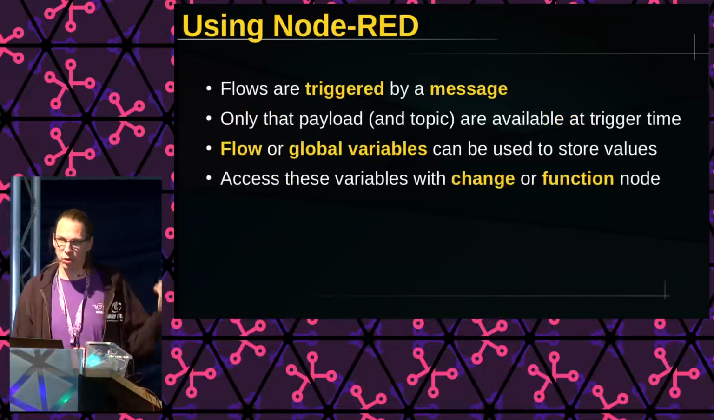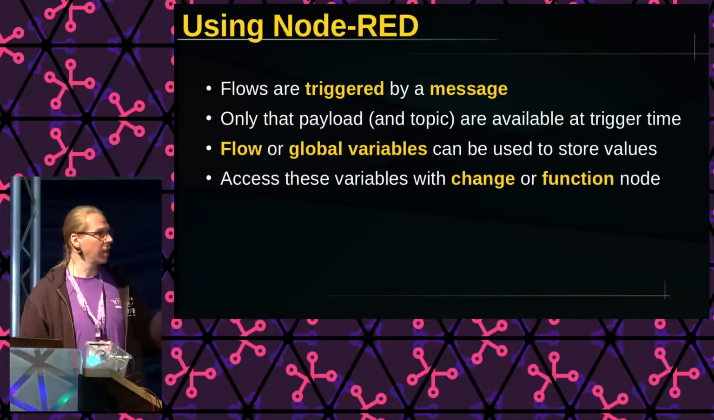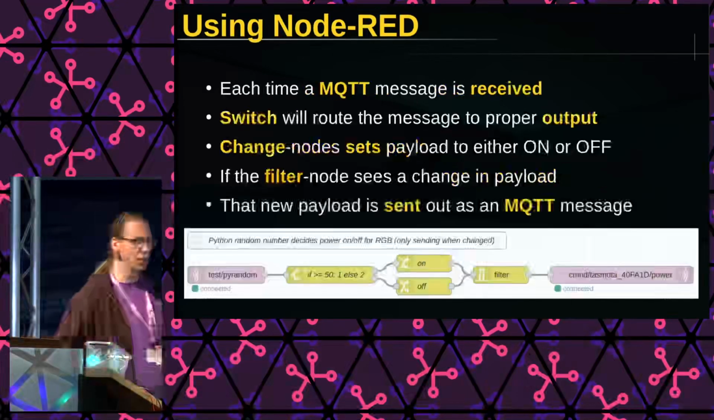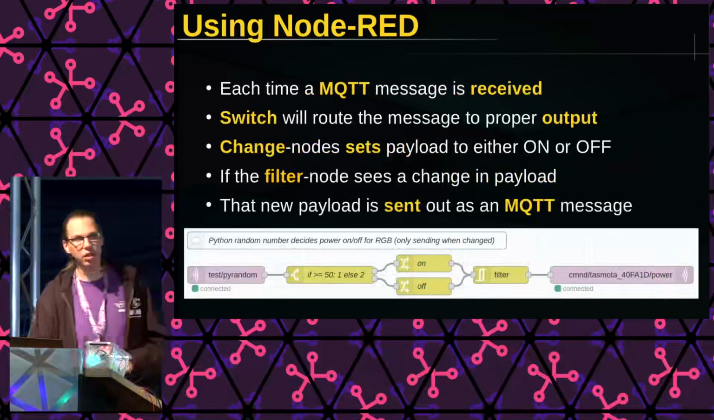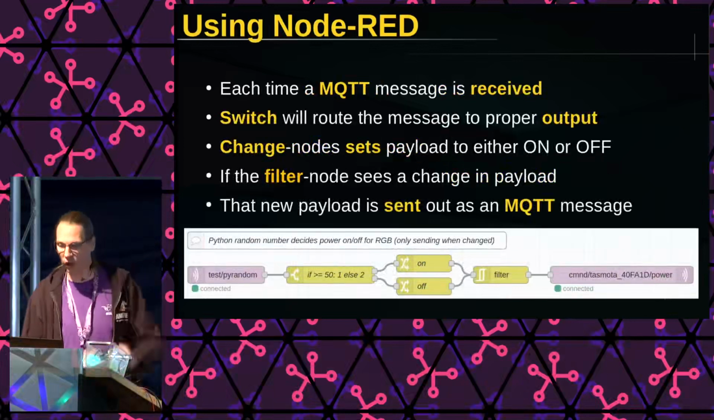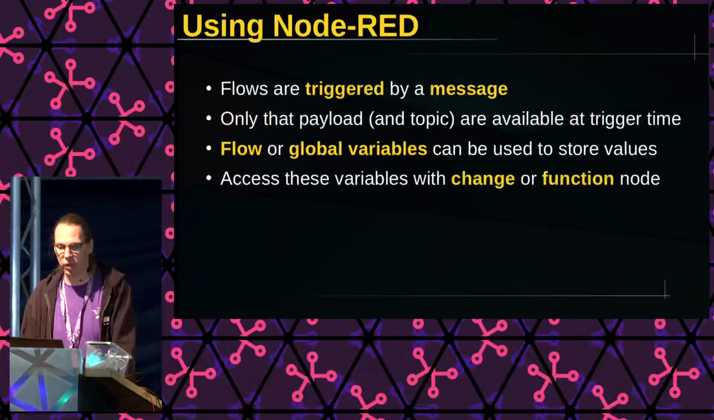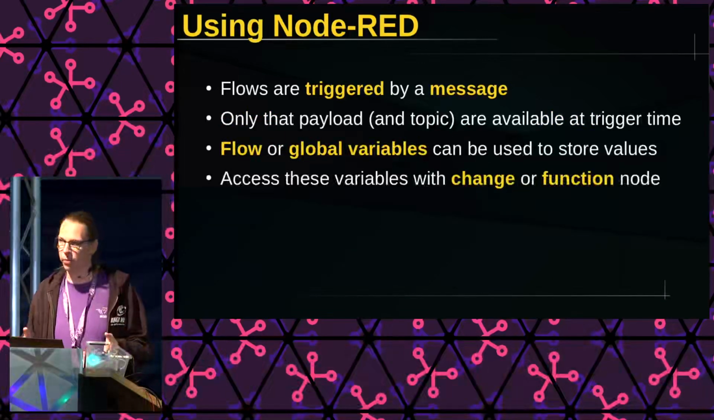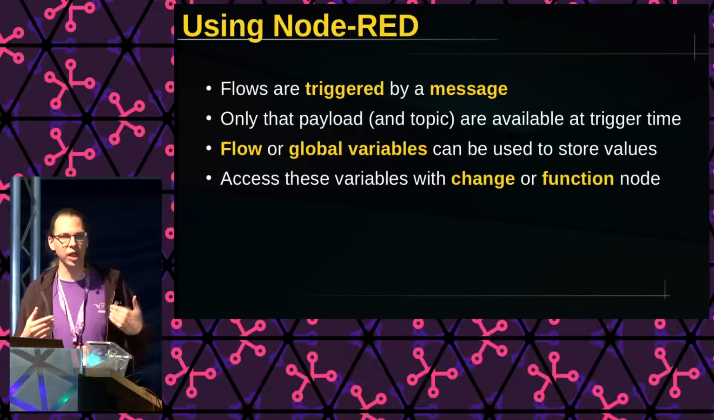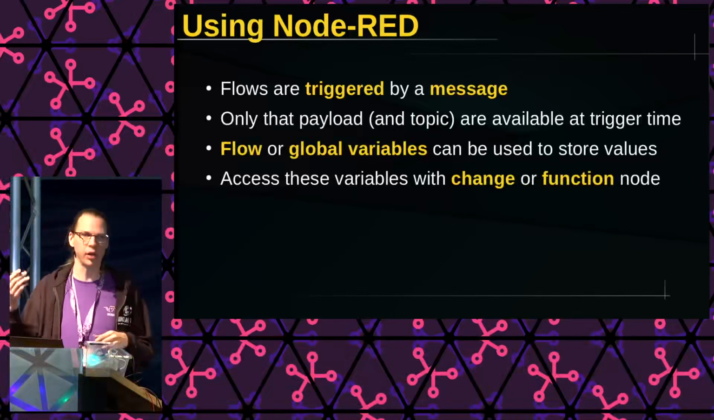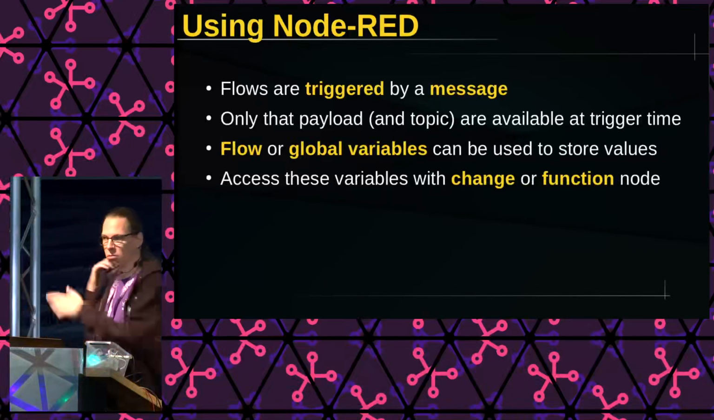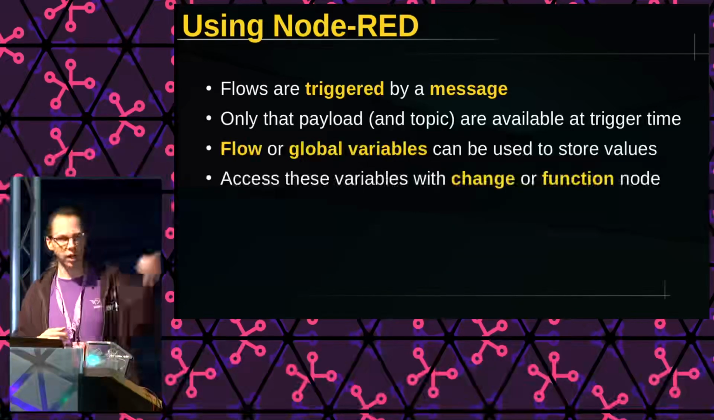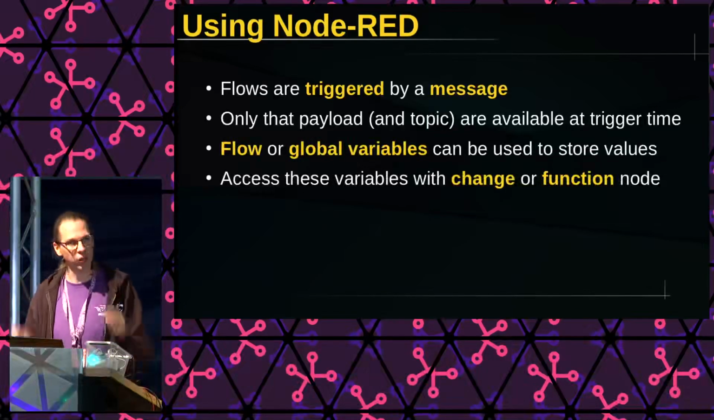Like I said, flows are triggered because something happens at the beginning. So when this MQTT node gets a message, it'll start going through the flow, but that means that only at that specific moment do you have the payload available. What if I want a value from another device, from another MQTT message that came in just recently, and use that in a decision I want to make now?